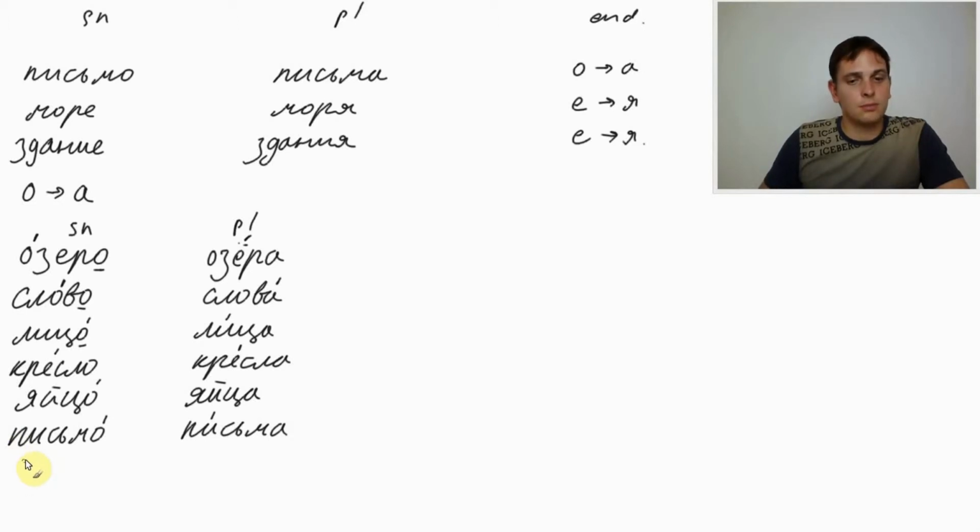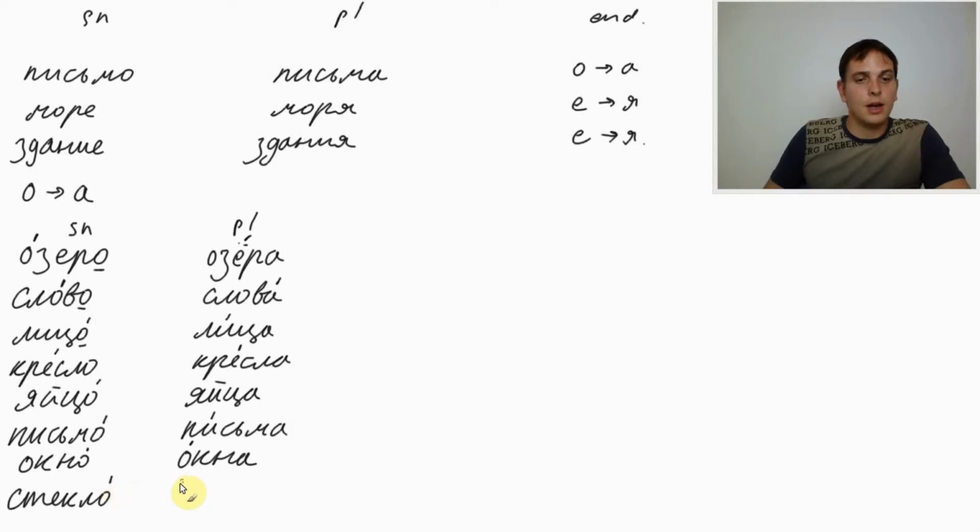Окно. Window. And plural of окно would be окна, with the emphasis falling on o. Окно, окна. And the last one, стекло. Стекло is window or glass. Emphasis falls on o. And стекло will become стекла.